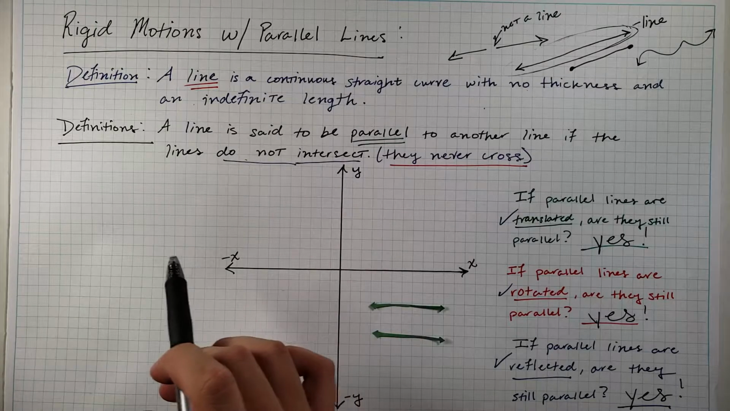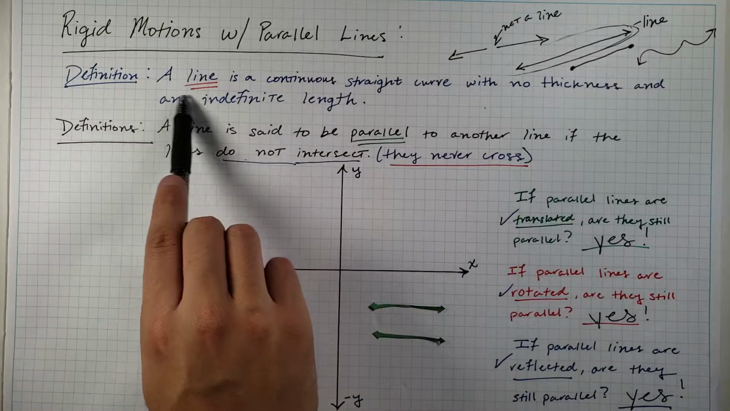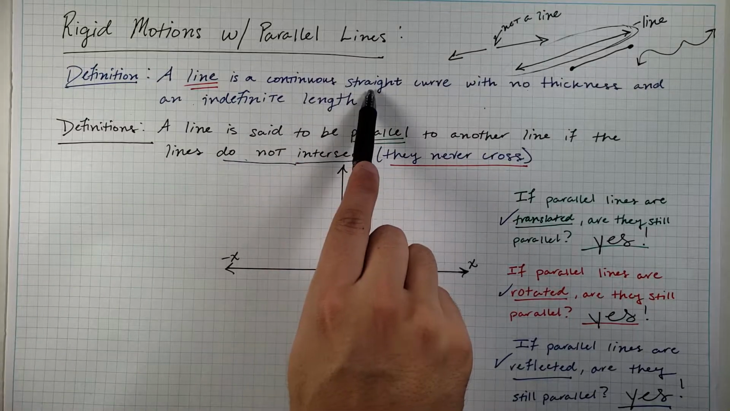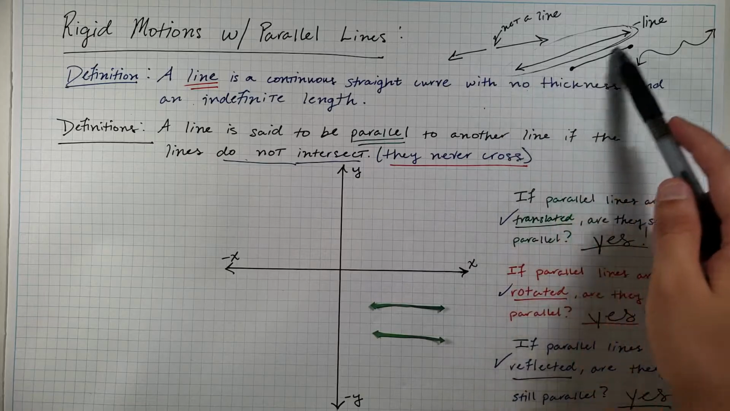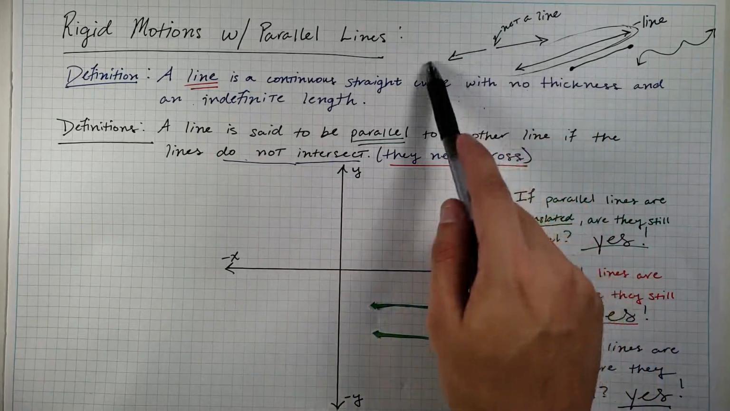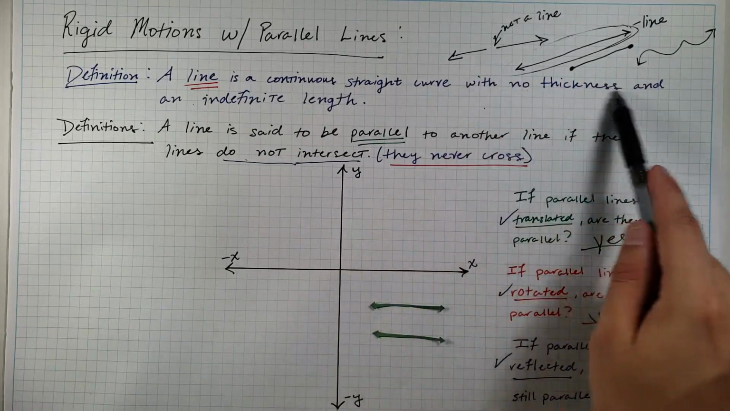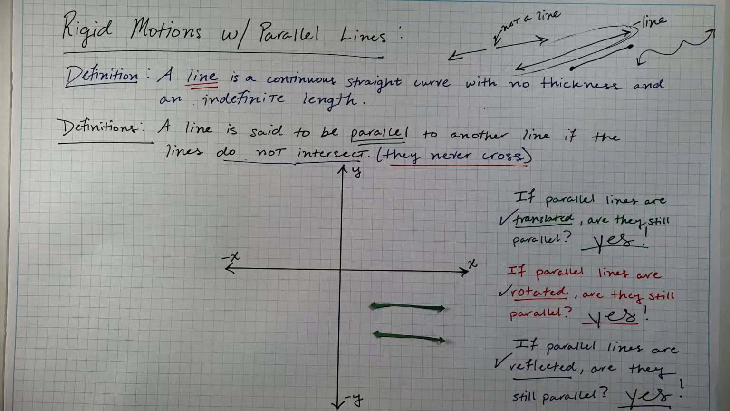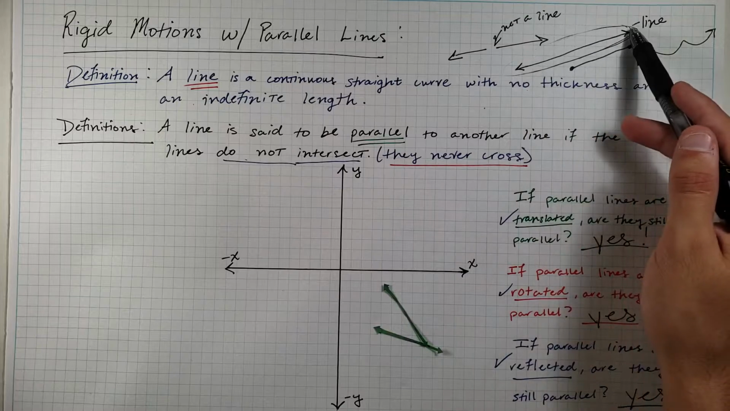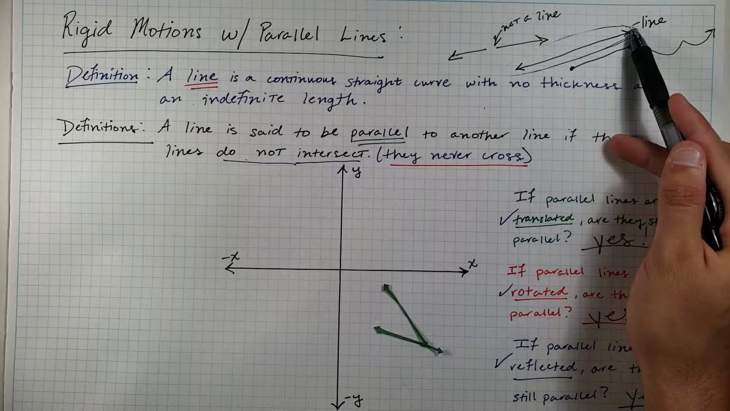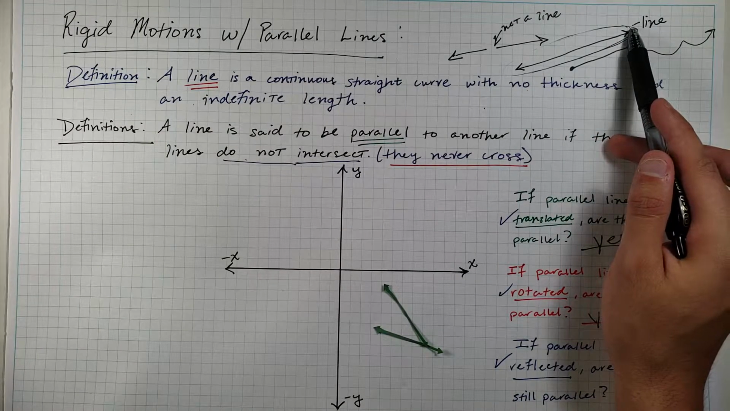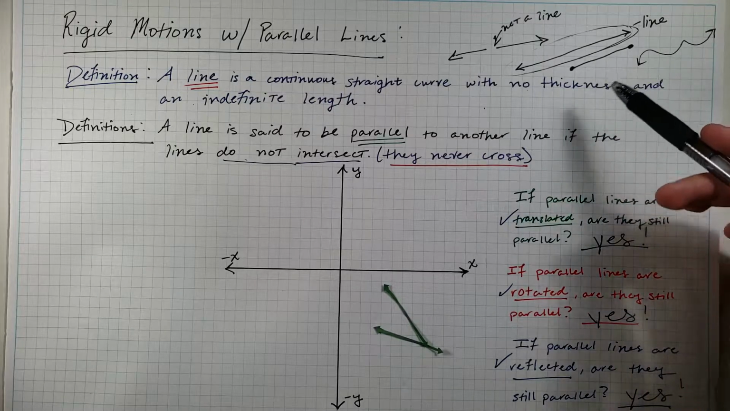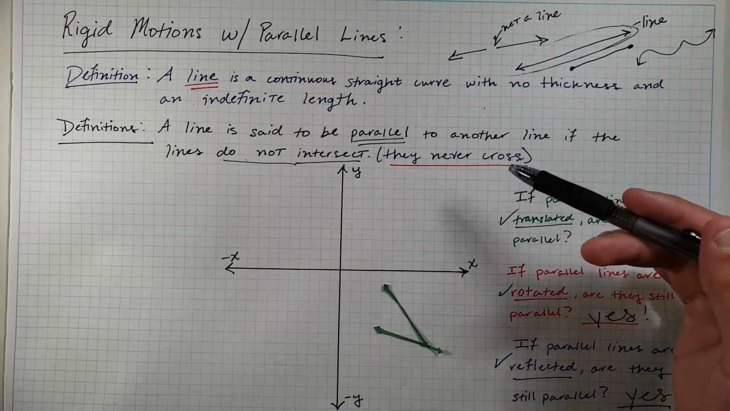Let's review these definitions real quick. We said a line is a continuous, straight curve. All of the lines are going to be straight in this class. Continuous, no jumping, so this is not a line. No thickness, so try to imagine it as infinitely thin. And an indefinite length, which just means we're not going to worry about the length of the lines, and most of the time you're not even going to be given the length. They're not going to tell you the line is 100 meters. They're just going to say here's a line, and here are some rotations, some translations.